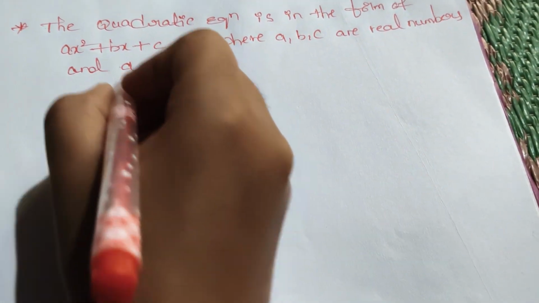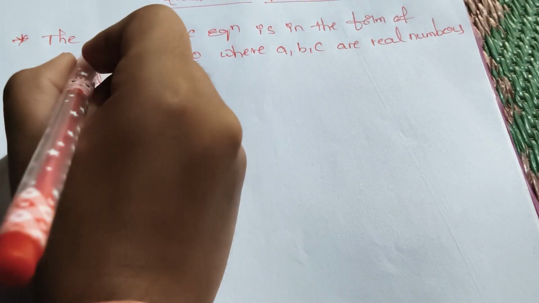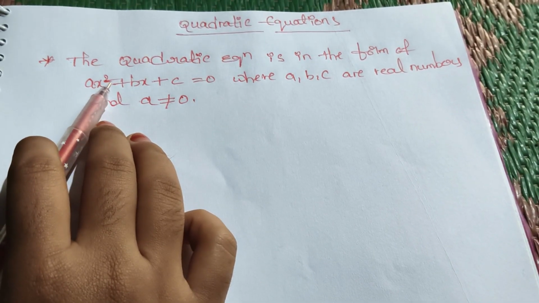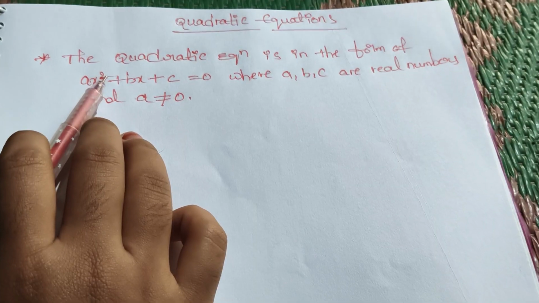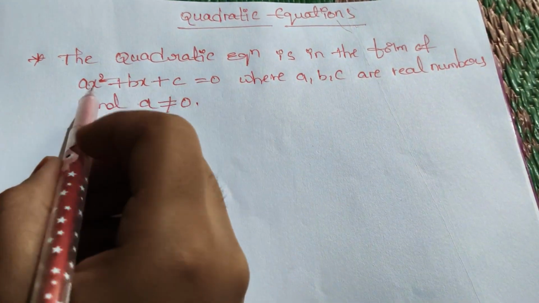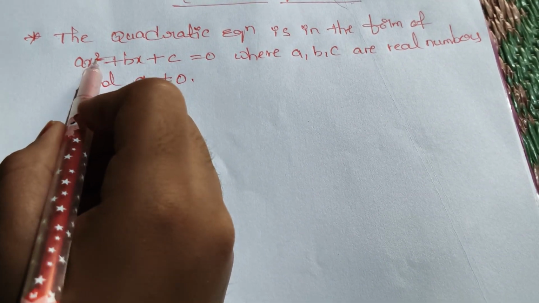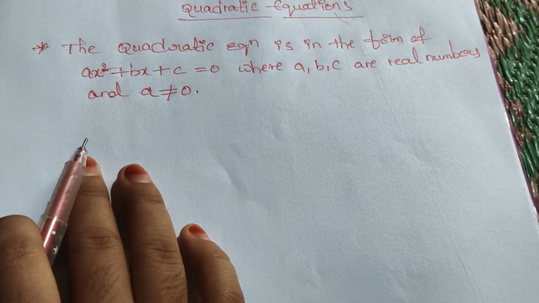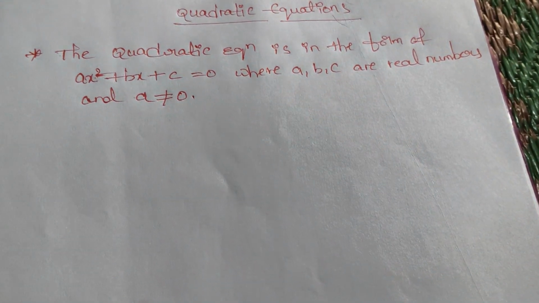If we see the power is 2, then it is a quadratic equation. If there is no power of 2, then the question is not a quadratic equation. It must be contained in the form of square only. If there is cube or power 4, it is not a quadratic equation. Only if the power is 2 do we take it as a quadratic equation.